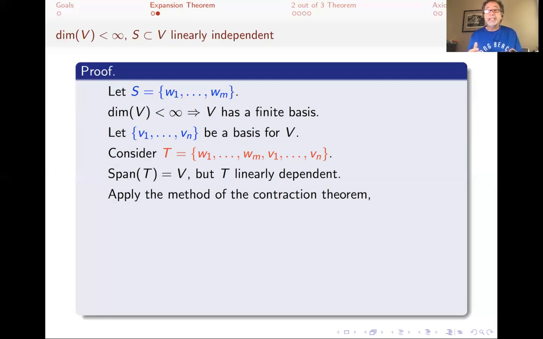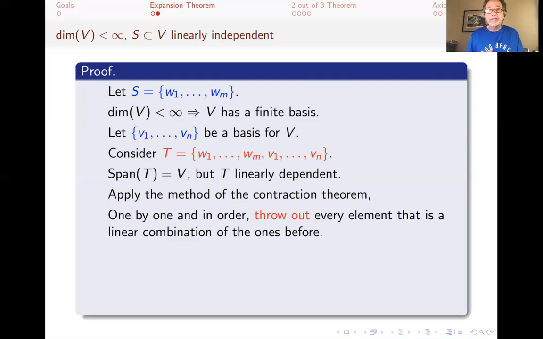We know the span is V, so now we start throwing elements out. One by one and in order, we go through the elements and ask, is the first one the zero vector? Is the next one a linear combination of the ones before? And so on. Now, when we do that, none of the W's are going to be a linear combination of the ones before because S was linearly independent. We knew that W1 through Wm are linearly independent, so none of them gets thrown out.